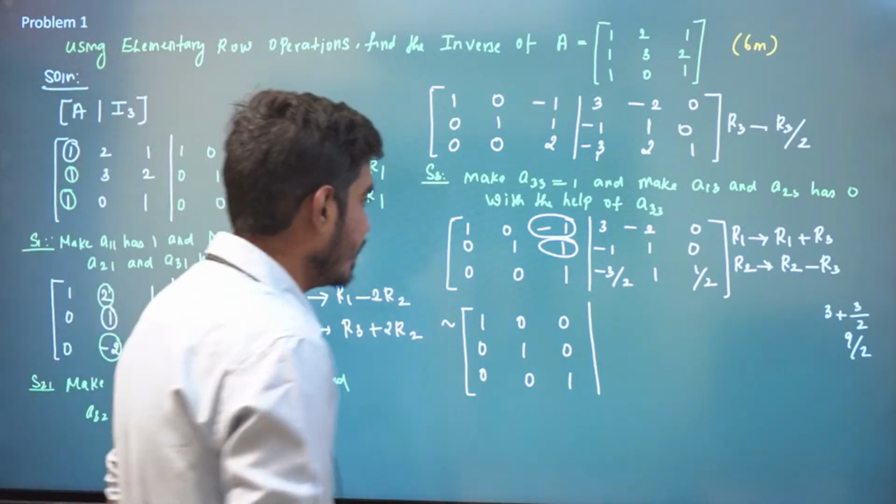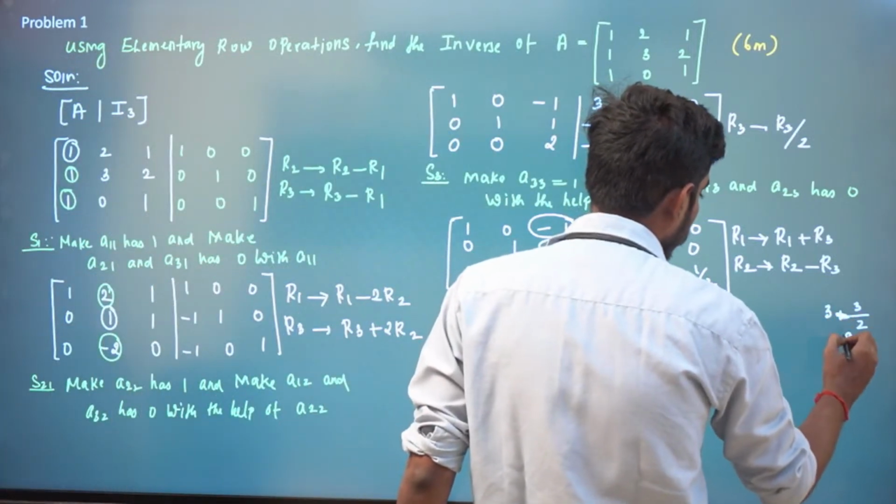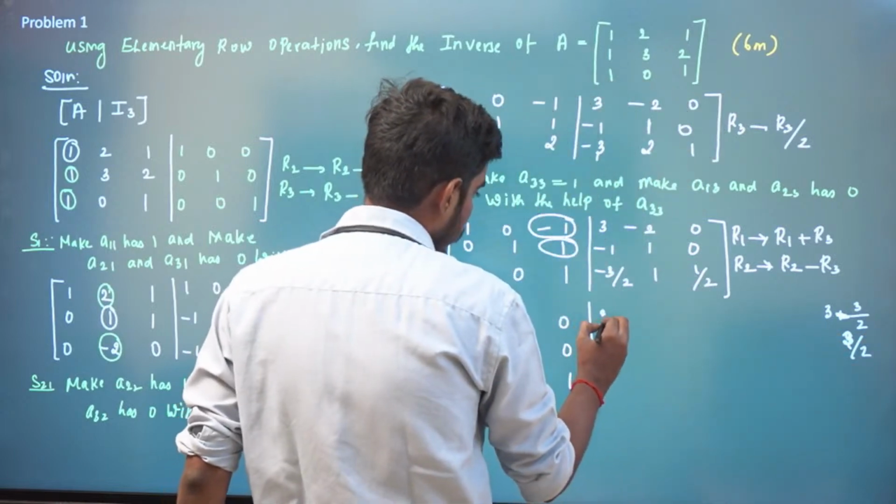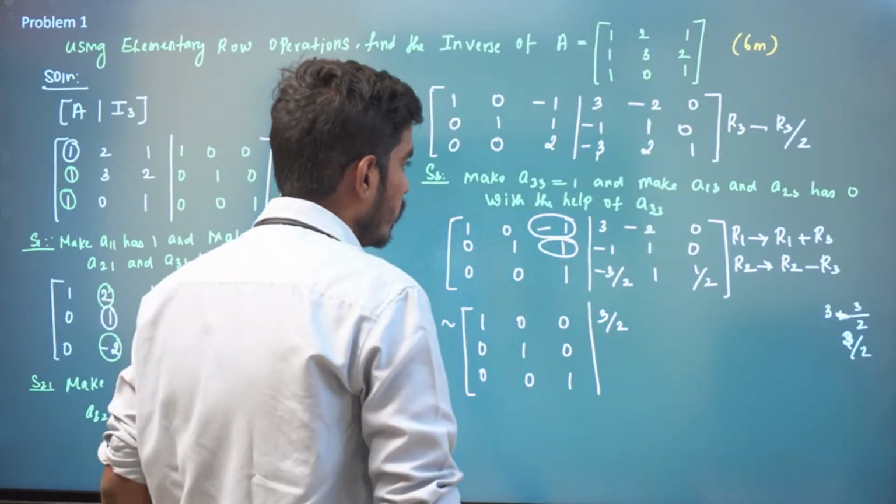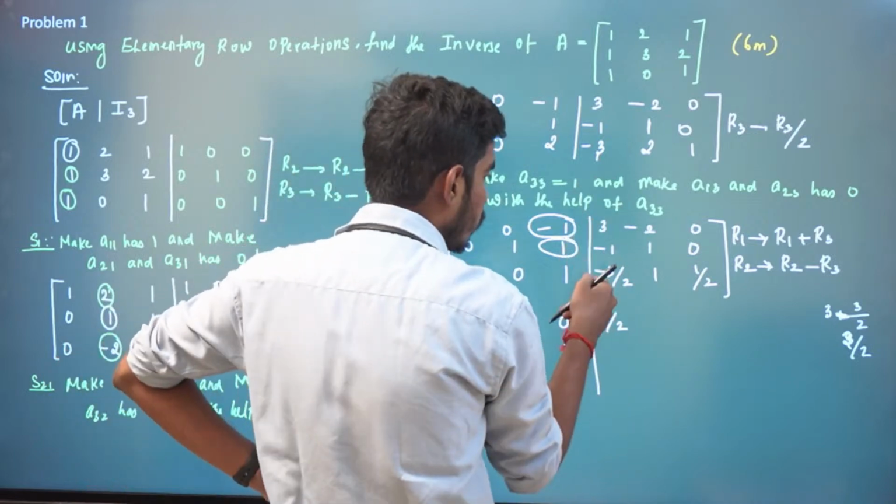3 minus 3 by 2, sorry. 3 minus 3 by 2, which is 3 by 2. So this number is 3 by 2. And then we are just adding R1 plus R3.